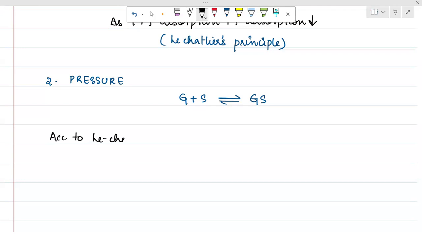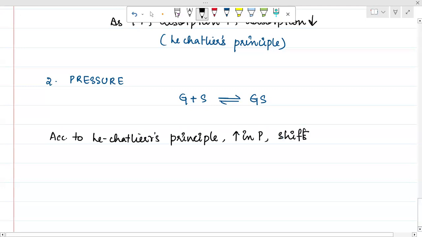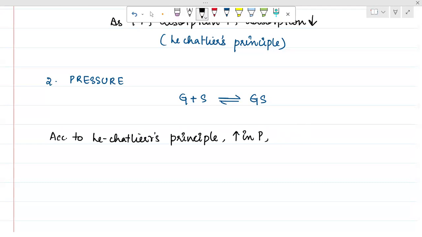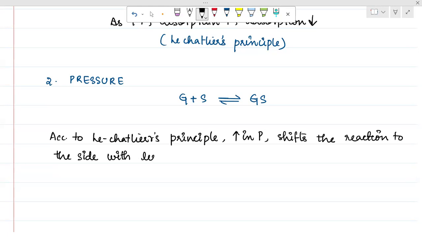According to Le Chatelier's principle, increase in pressure shifts the reaction to the side with lesser number of moles.